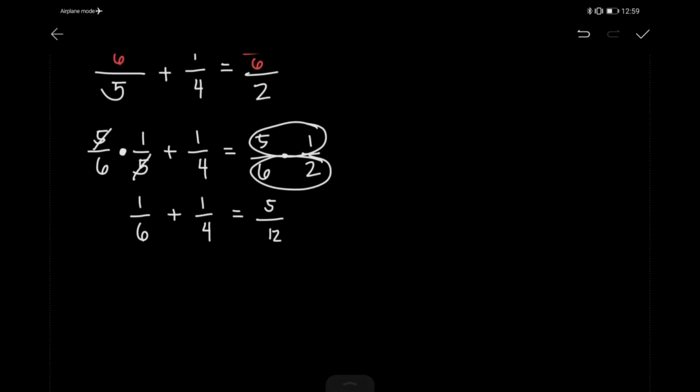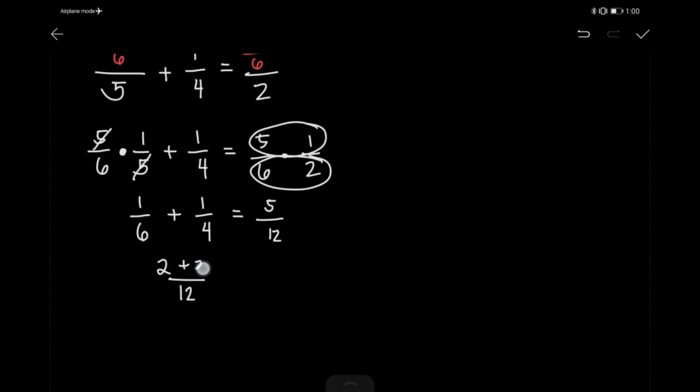Okay, then simplify. So what is 1/6 plus 1/4? The LCD of 6 and 4 is 12. Then 12 divided by 6 is 2, times 1 is 2. So we have here 2. Then 12 divided by 4 is 3, times 1 is equivalent to 3. So we have here 3.